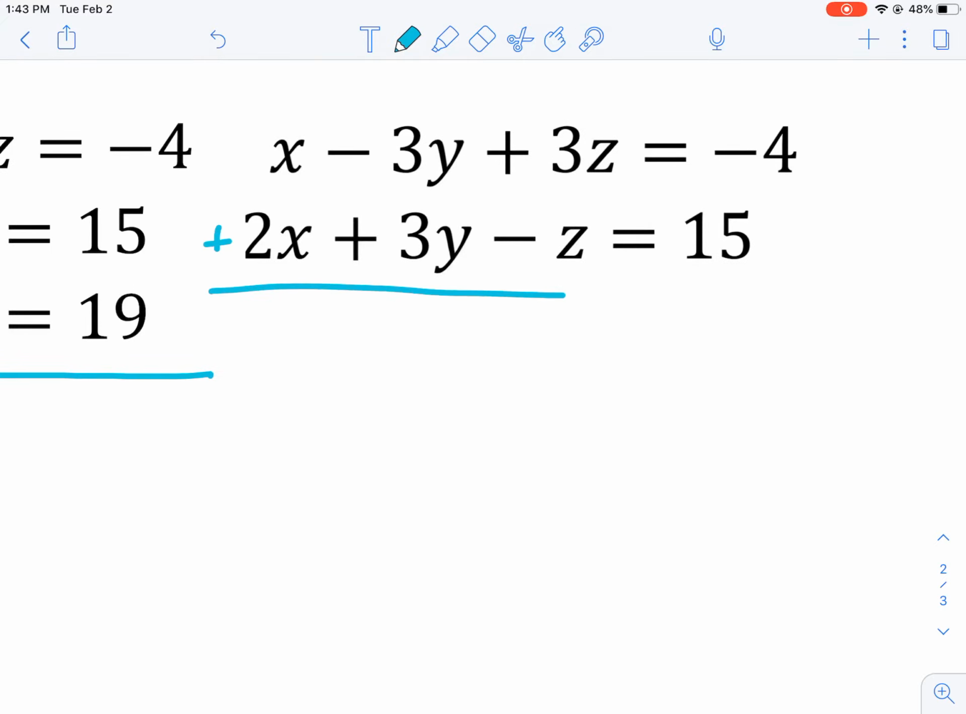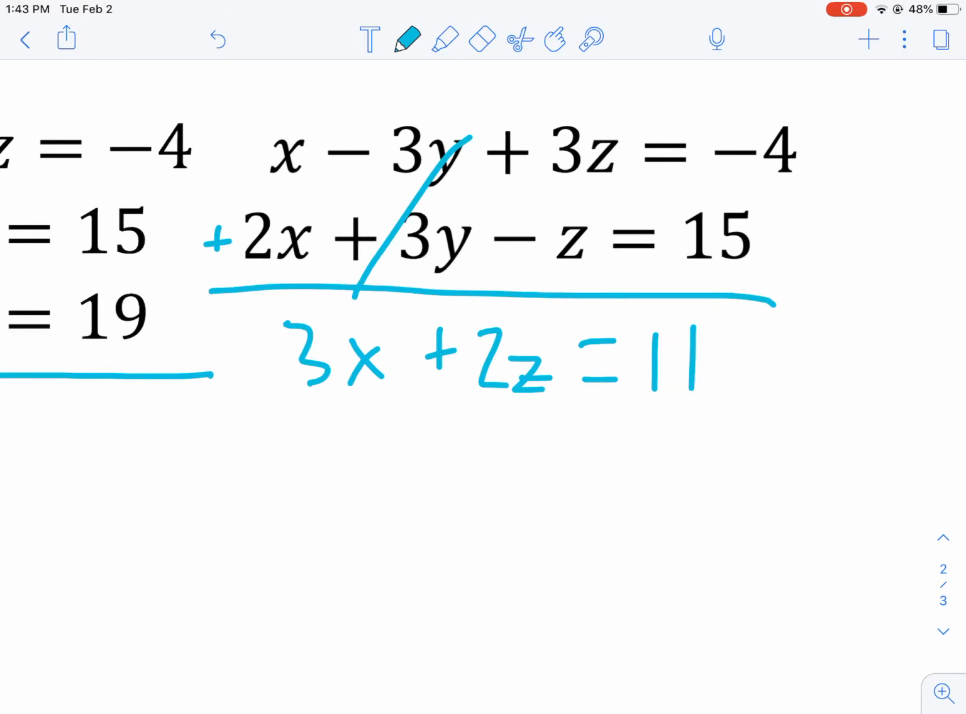So I want to get another equation. So I'm going to add these together. So that'll give me 3x. My y's will again cancel. 3z minus z is 2z. Negative 4 plus 15 is 11. All right. So there's my second.